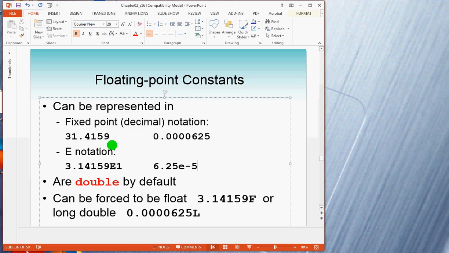So a floating point constant by default is double. The data type is double. That is, it is represented using 64 bits and not 32 bits. We can force a float constant to be a smaller float by putting the letter F after it, or the letter L, which will make it a larger constant. If I put an F here, it says represent this constant with 32 bits. If I say L here, it says represent this constant as 128 bits.